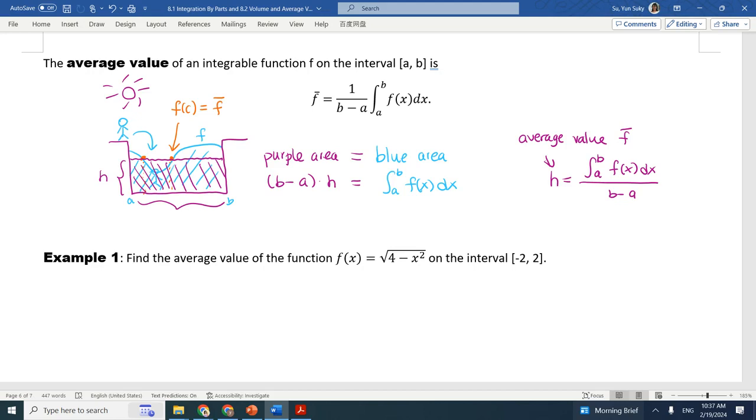Okay, everybody? So if I want to find the average value, the height when my water settles down, that is the average value. So you use the blue area divided by B minus A. So this is the formula of the average value. Imagine the story, you jump into the pool. The purple area, the rectangle, equals the blue area. So the average value is the definite integral of f from A to B over B minus A.